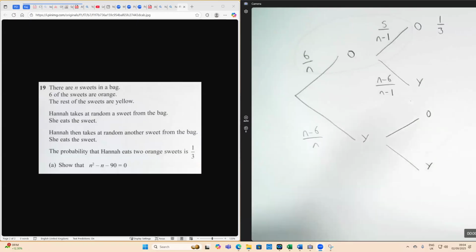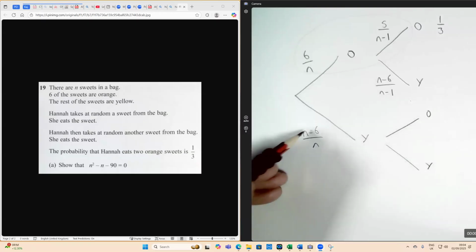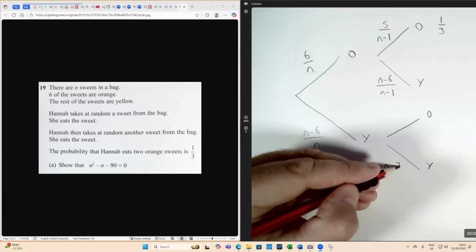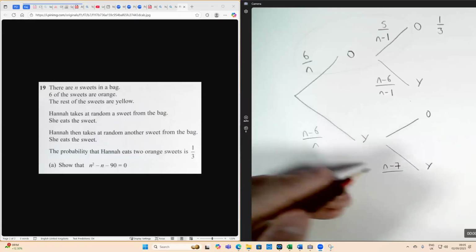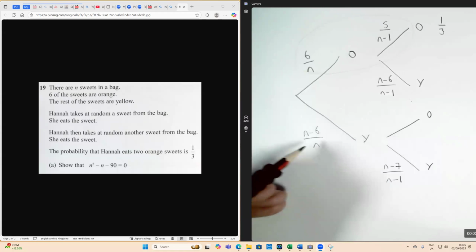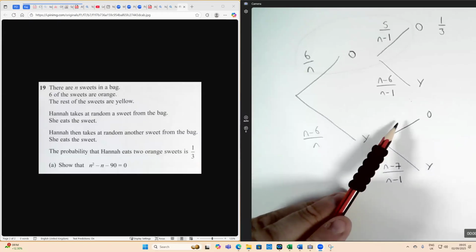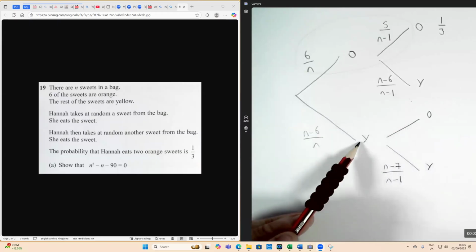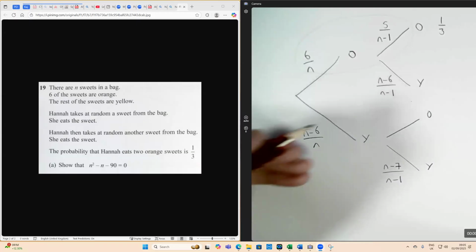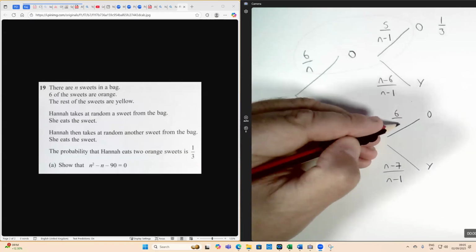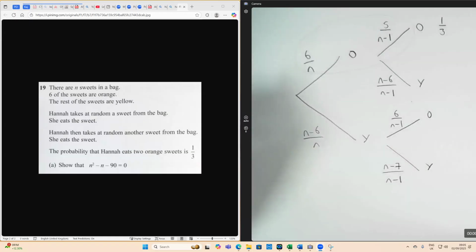What's the probability that she selects a yellow sweet the second time around? Well, there's 1 less in the bag, so instead of n minus 6, it would be n minus 7. And there's 1 sweet less in the bag, so instead of being n, it would be n minus 1. Now, the probability that Hannah selects an orange sweet if she ate a yellow one first: there would still be 6 orange sweets in there. So it would be 6, but there are now only n minus 1 sweets in the bag.